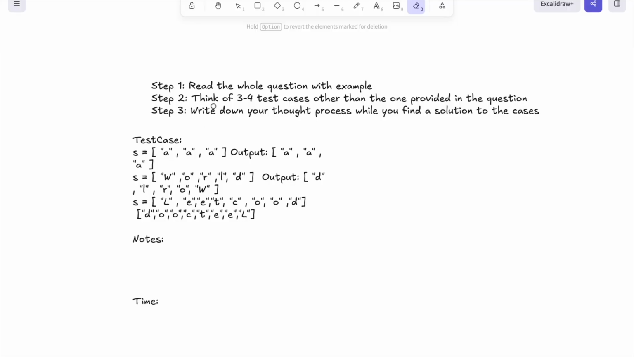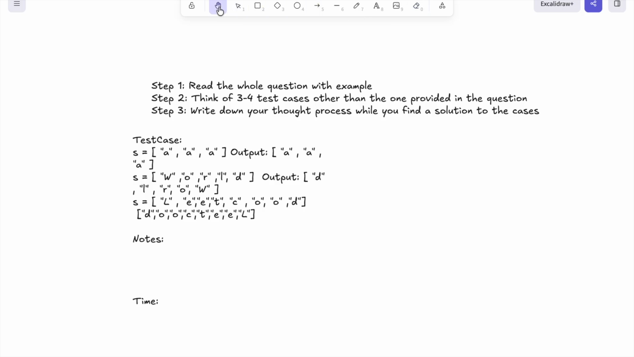for step 2, think of 3 or 4 test cases other than the one provided in the question. So I have written 3 cases. First one is AAA. If we reverse it, it remains the same, AAA. For WORLD, if we reverse it we get DLROW, and for LeetCode we get DOCTEEL. So this would be the reverse of LeetCode, right?